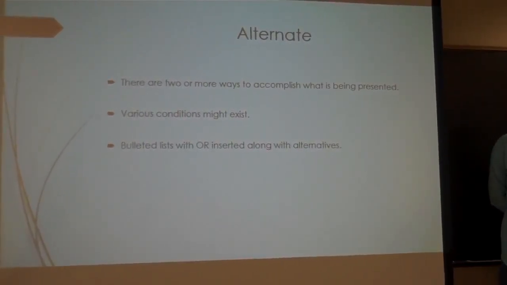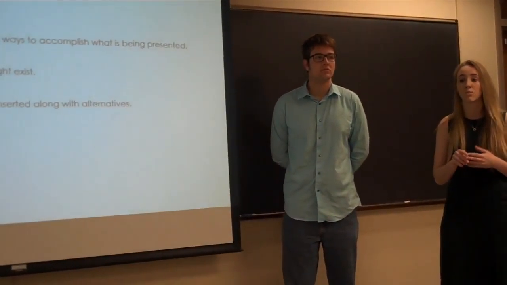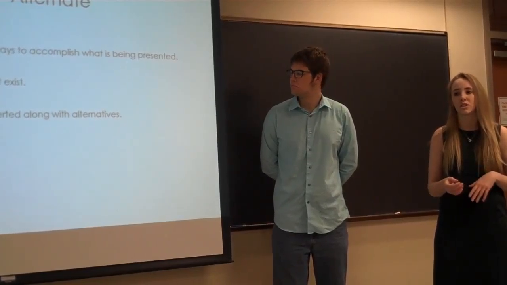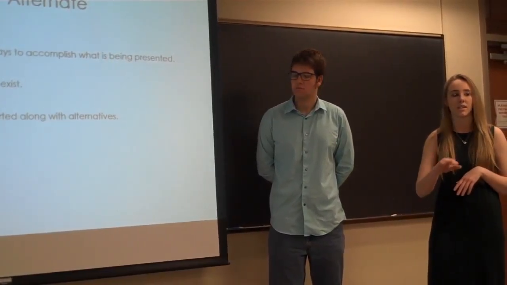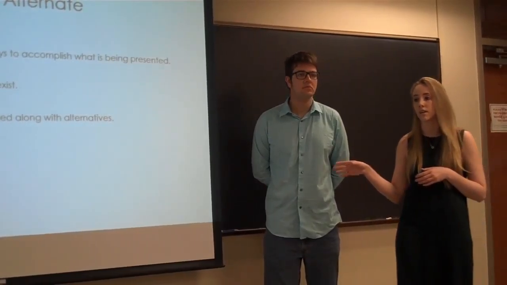Third, we have alternate instructions. These are usually used when various conditions exist, so there's more than one way to put it together or something. And usually these are bullet point steps, and then in the middle of the step you'll put the word "or," and then you'll have the other option after that.